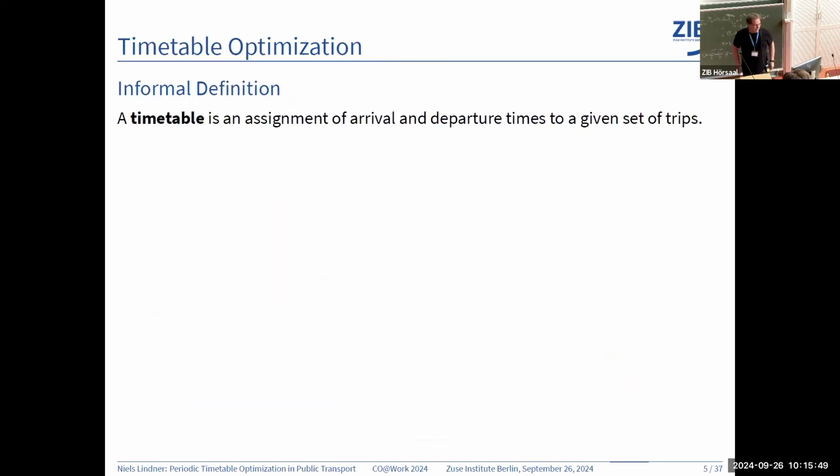Yes, what is timetable optimization? An informal definition would be: a timetable is an assignment of arrival and departure times to a given set of trips. So it does not involve the choice of lines and also not the choice of service frequencies. That's already fixed. You know, you have this line, it operates every 10 minutes, but at what time exactly? That is the question.